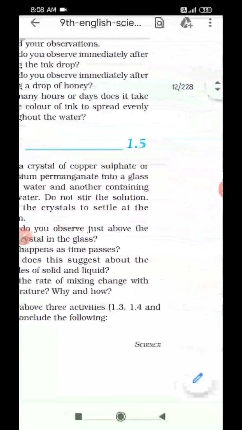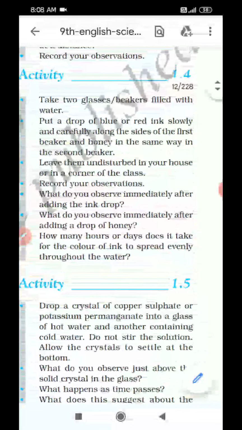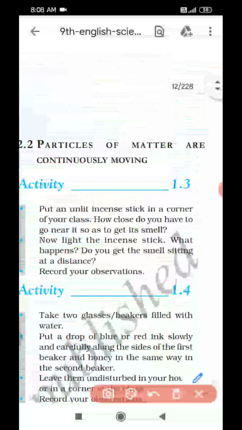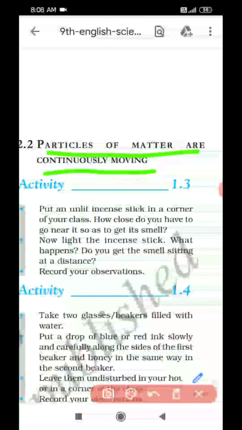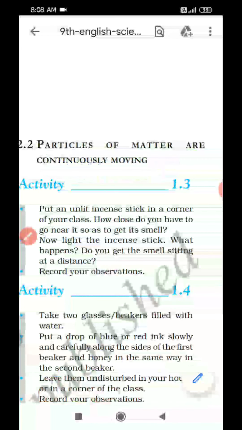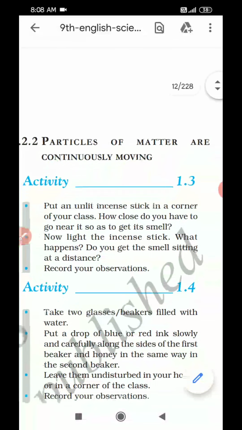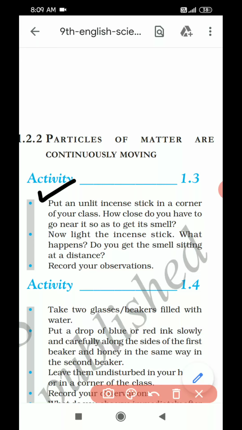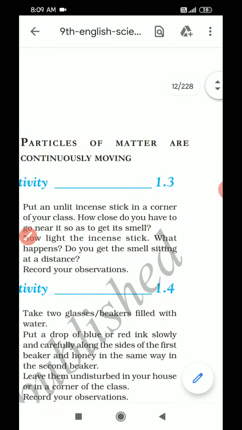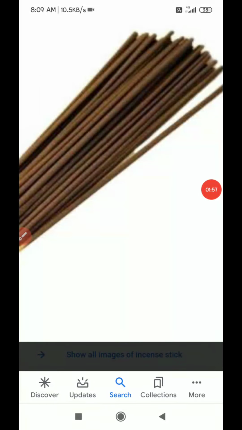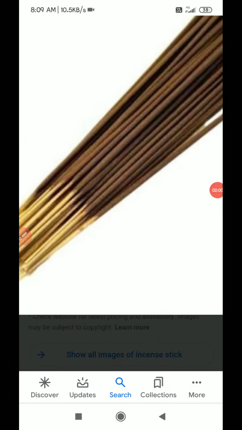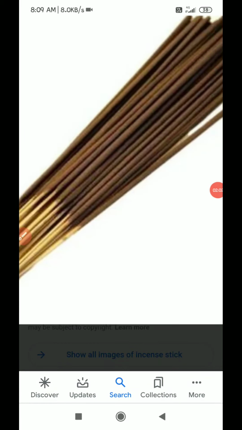The second characteristic is that particles of matter are moving continuously. Yes, particles of matter are moving continuously. For that we have three experiments. First, we have an unlit incense stick. Do you know what an incense stick is? This is what an incense stick looks like. In other words, it is also called agarbatti.